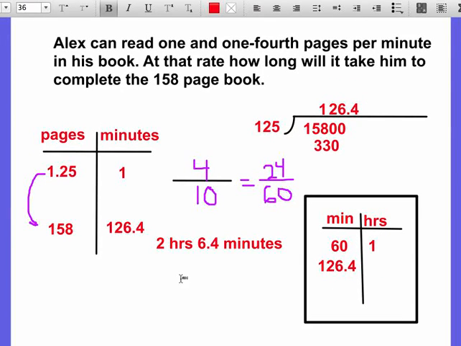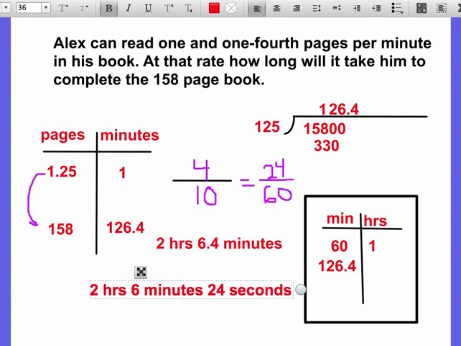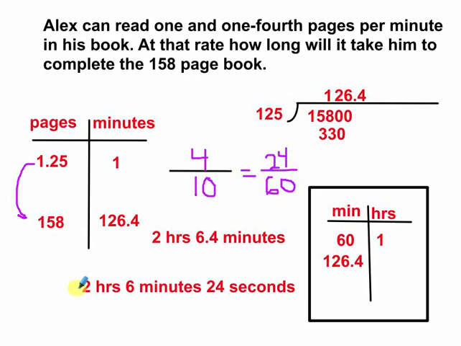And so another way we could express that is 2 hours, 6 minutes, 24 seconds. And those are the other conversions that I want you to start being able to do as well. Give answers in hours, minutes, and seconds, especially when asked.